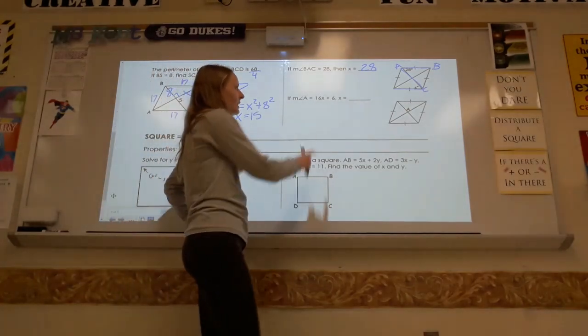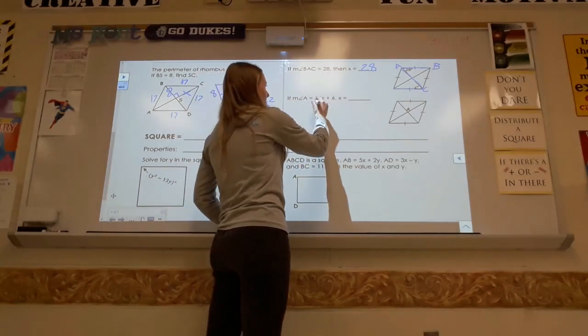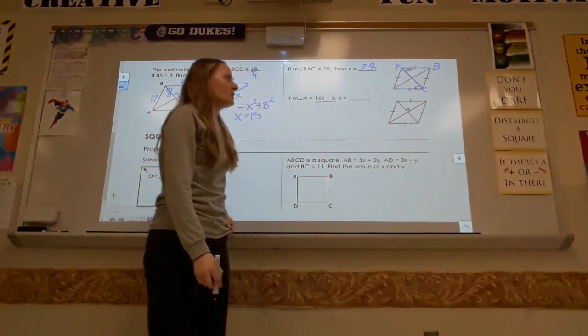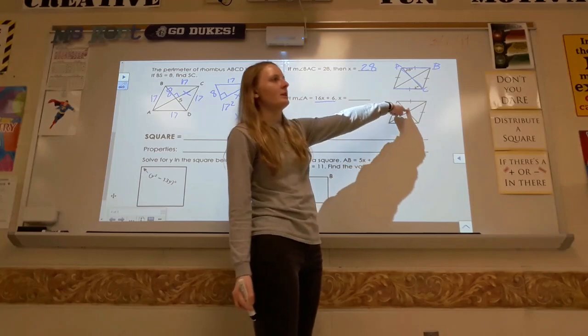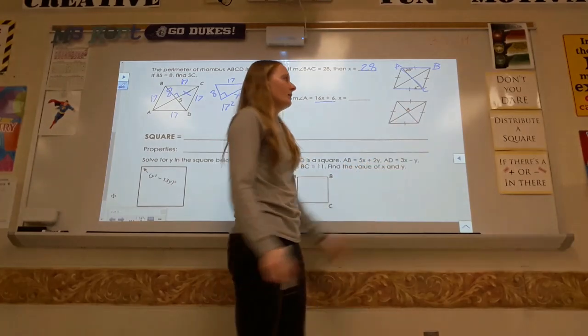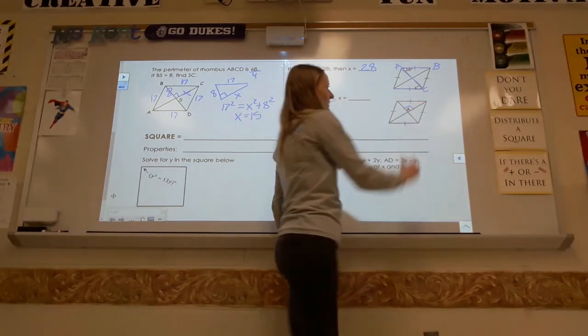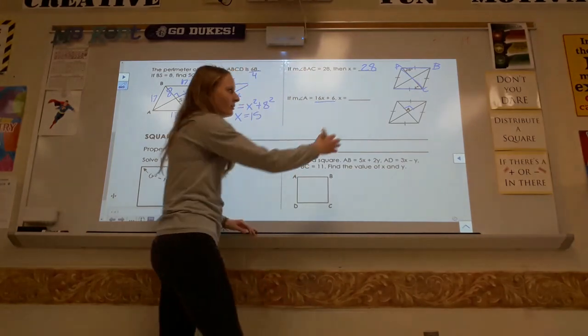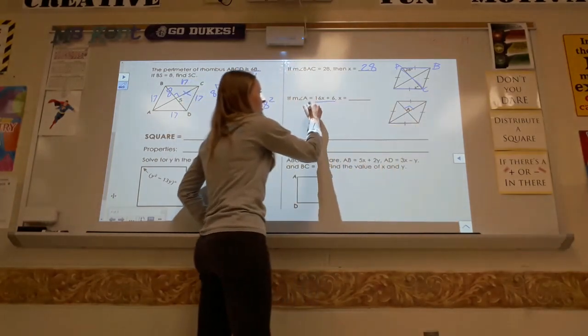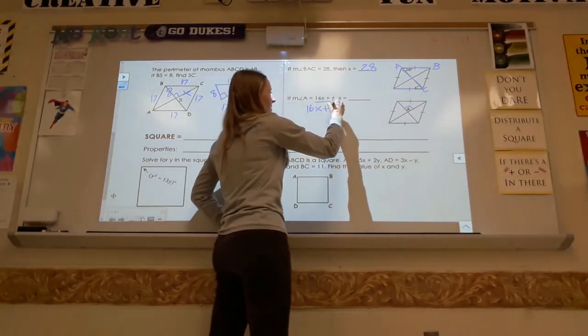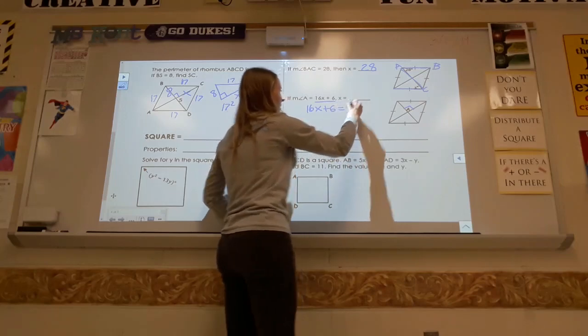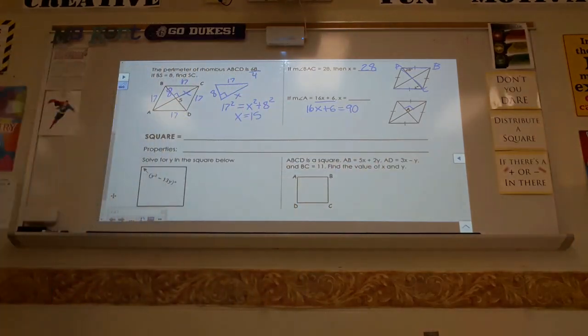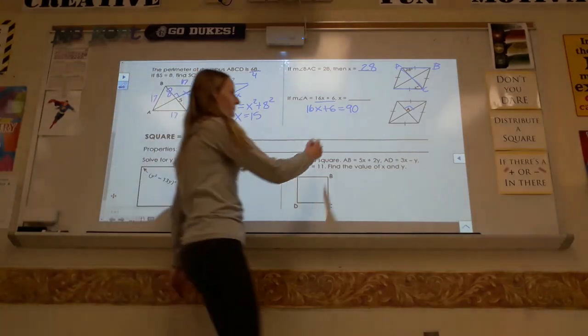And then lastly, the measure of angle A is represented by this expression I want to solve. So angle A is right here. This uses the property of the diagonals being perpendicular. There's no other way to solve. So all 4 angles in here are 90. So I do 16x plus 6 is equal to 90 and solve, and I would get 5.25.